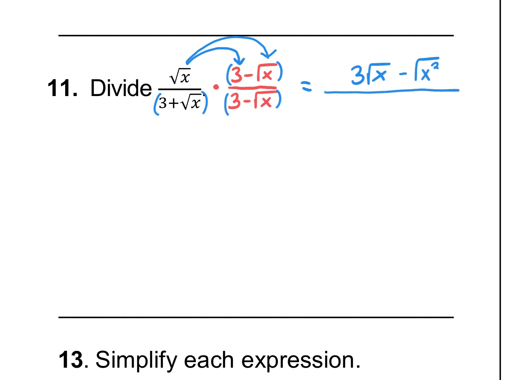On the bottom, we distribute again. So 3 times 3, 9. What's 3 times negative square root of x? Negative 3 square root of x. Here we have square root of x times 3 plus 3 square root of x. And then here we have square root of x times negative square root of x minus the square root of x squared. So now we're to the point where we are simplifying.